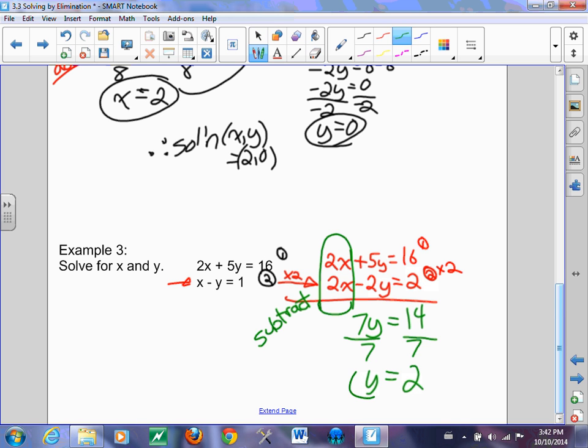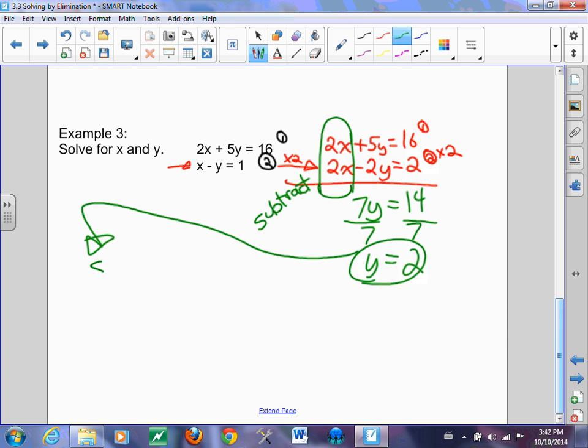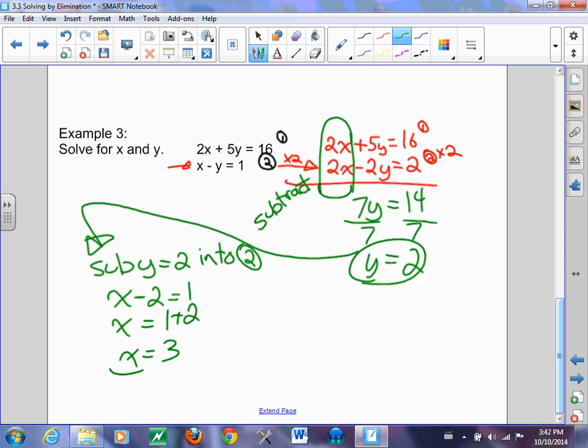Okay, so we know y equals 2. You might say, hey, Miss R, I'm over on the wrong side of the paper, but you can just take your arrow and bring it back over. That's okay. So I'm going to say sub. I'm just doing that to save space, folks, because you won't need to waste paper. So sub y equals 2 into equation 2, which is easiest. Go back to the original. There's going to be x minus 2 equals 1. x equals 1 plus 2. So x equals 3. Okay? So therefore, the solution (x, y) equals (3, 2).